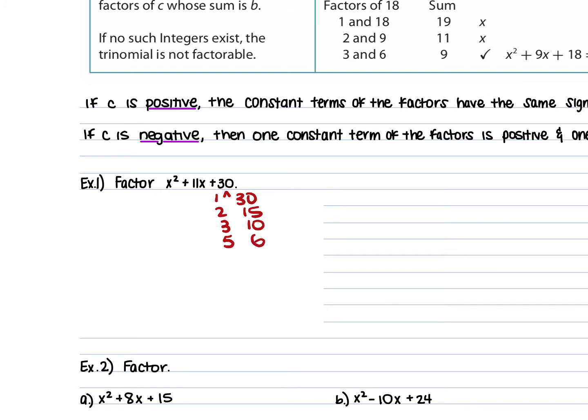You also have 5 and 6. If you added the 5 and the 6, you get a positive 11, which is that b term. So this factors out to be x plus 5 times x plus 6.